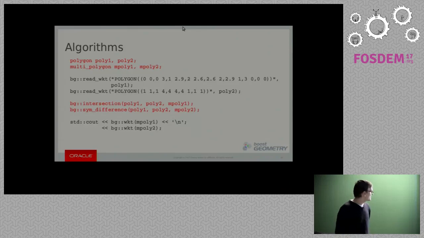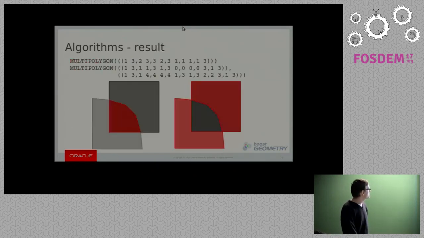And some set operations, that is intersection and symmetrical difference. The input geometries are polygons, and the output has to be a multi-polygon. So there are two multi-polygons in the output. And it looked like this.